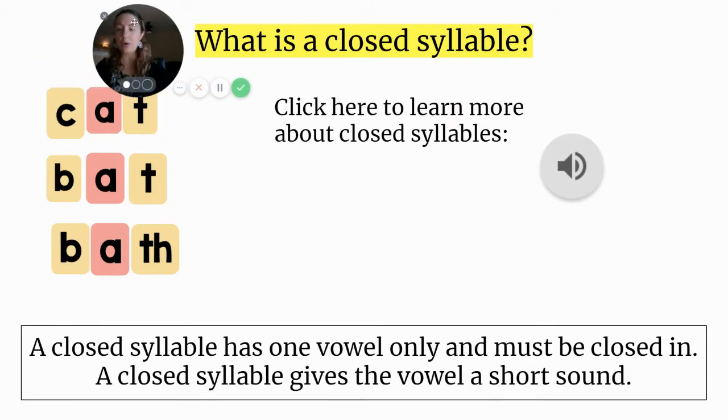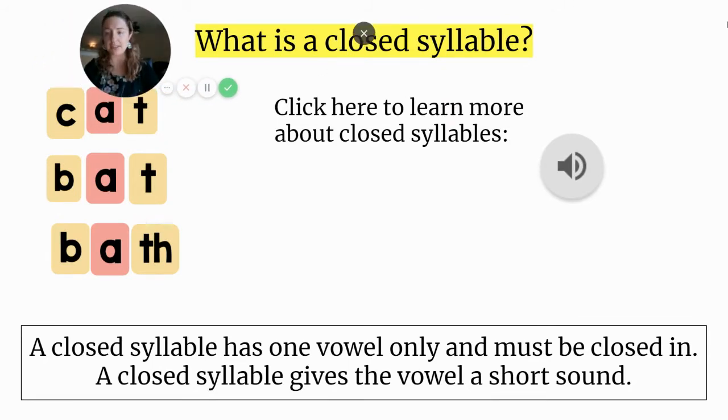Okay, so what is a closed syllable this time? Well, a closed syllable has one vowel only, and it must be closed in. A closed syllable gives the vowel a short sound. So when we look at these words here, we have cat, bat, and bath. All of these words have closed syllables. They're also only one syllable. So it's one closed syllable.